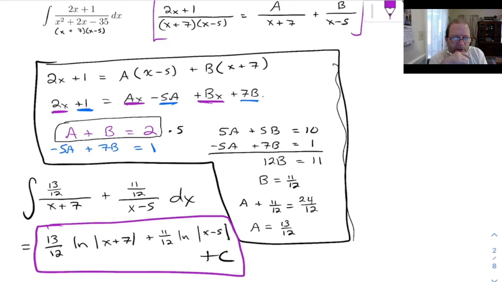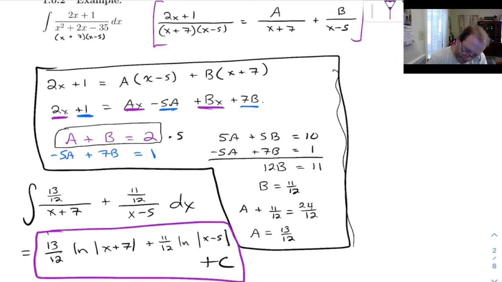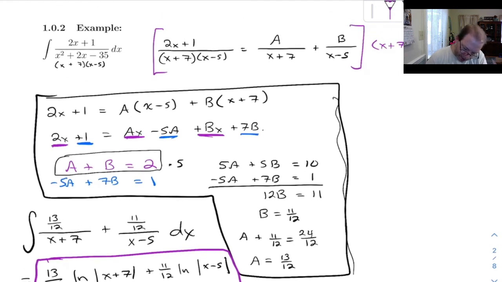All right, now there is a quicker way to do this. This example up here, once we get this equation here, this is sort of an alternate technique. Once we get this equation, what we can do is plug in the numbers that make the various terms 0. Like if I plug in x equals 5, it'll zero this out. And if I plug in x equals -7, it'll zero this out. So let me show you how to do that.